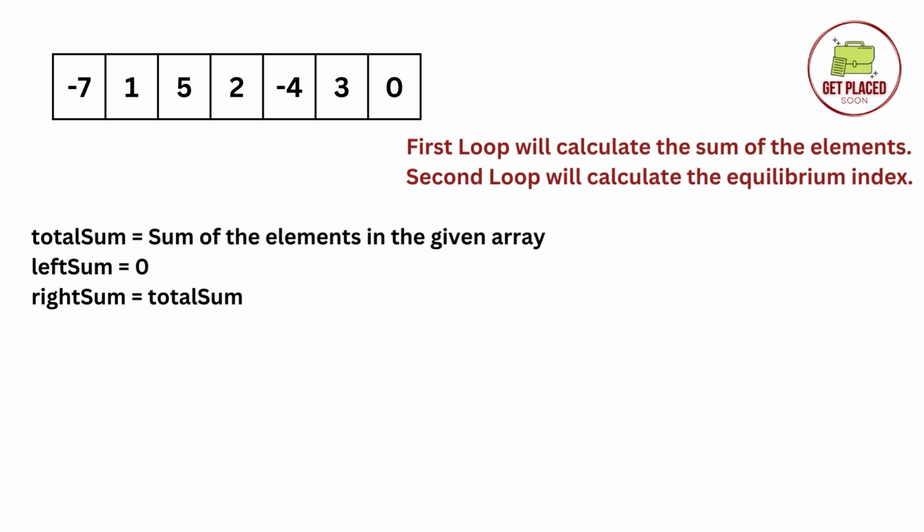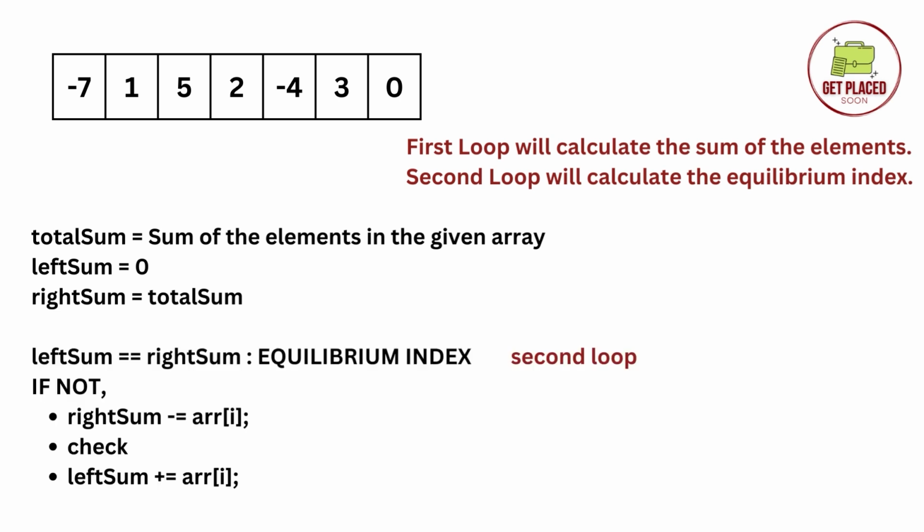Now, in this approach, we are taking three variables. One is total sum, which is used by the first loop, which calculates the sum of elements. In the second loop, we need two variables, one is left sum and the other is right sum. By default, left sum will be 0 and right sum is equal to total sum. Our idea is to take the second loop, and the second loop will check if the right sum is equal to left sum or not. As you already know, the right sum starts as the total sum. We will decrement the ith value in the loop and we will check if left sum is equal to right sum.